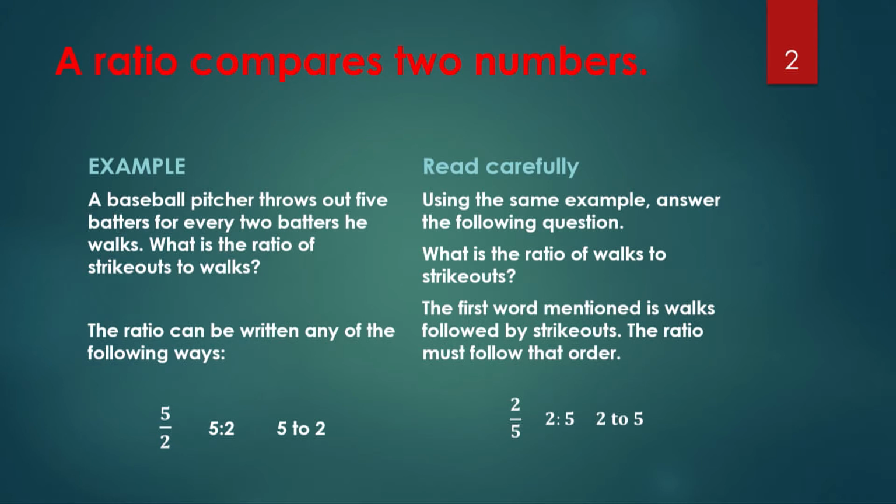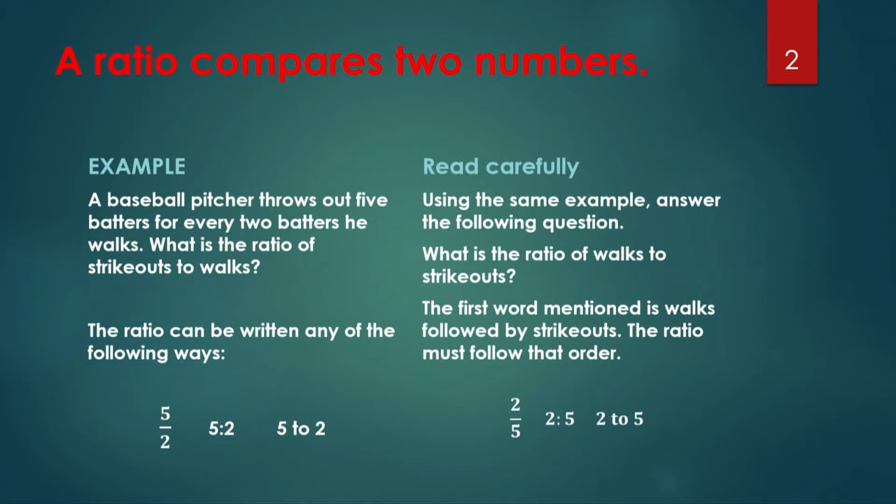And it says, read carefully. Using the same example, answer the following question. So same example as before. What is the ratio of walks to strikeouts? So the first word mentioned in this question is walks, and then strikeouts. So you have to write it in that order.